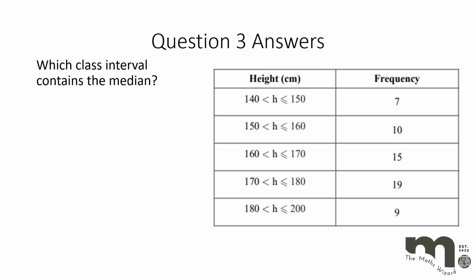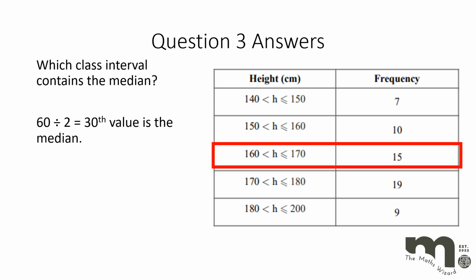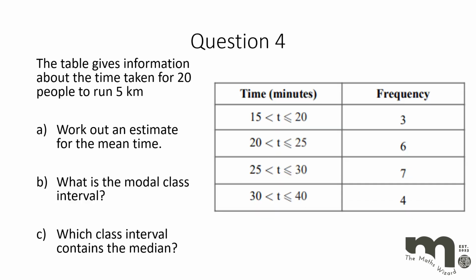Median, very similar again. We had 60 values, so if we half 60 we get 30, and that tells us that the median has got to be in here because we've got our first 17 values up to there, and as we add on this 15 we get up to the 32nd value here. So we've got our class interval there.